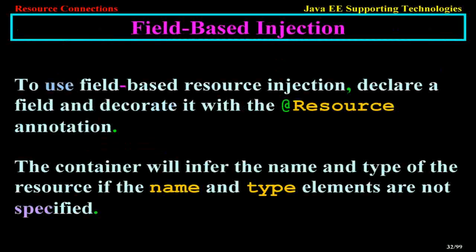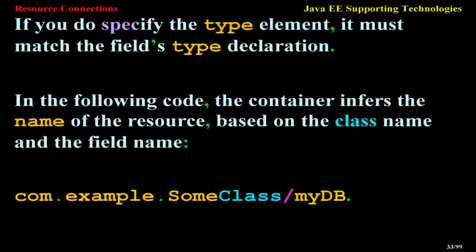Field-based injection. To use field-based resource injection, declare a field and decorate it with the @Resource annotation. The container will infer the name and type of the resource if the name and type elements are not specified. If you do specify the type element, it must match the field's type declaration. In the following code, the container infers the name of the resource, based on the class name and the field name.